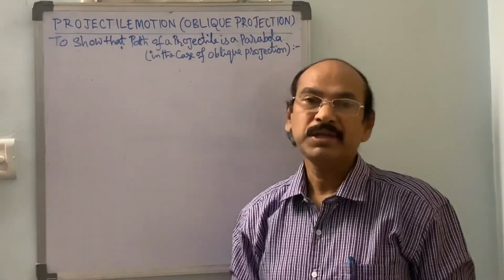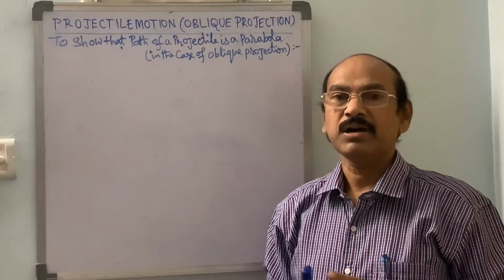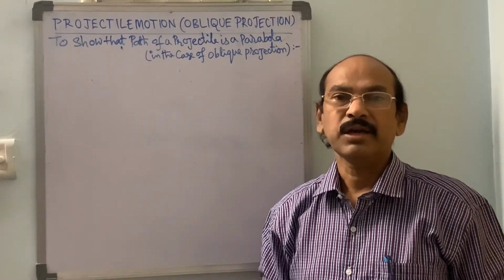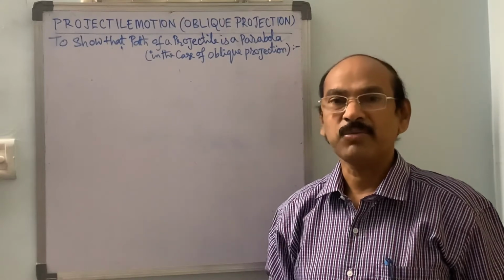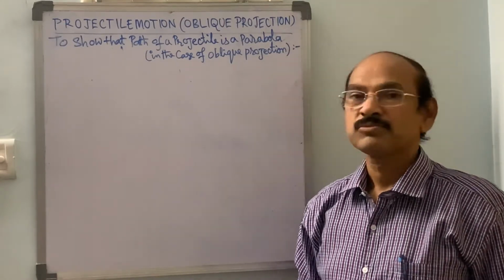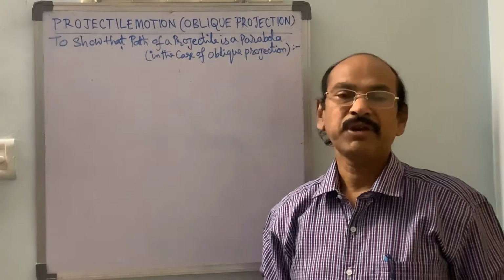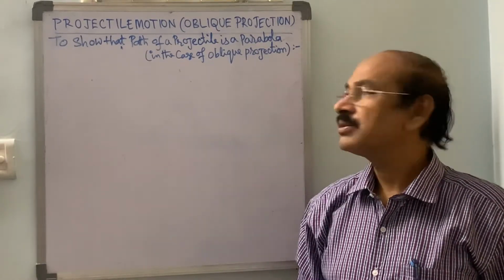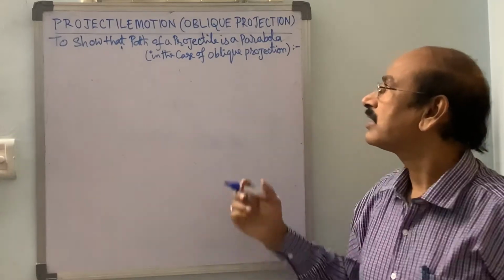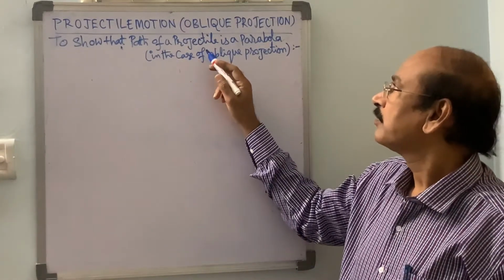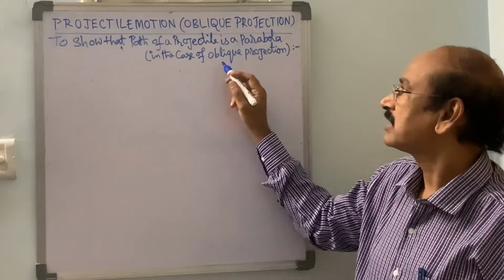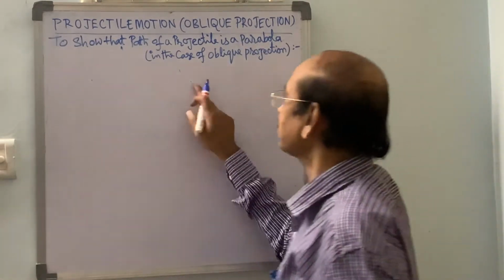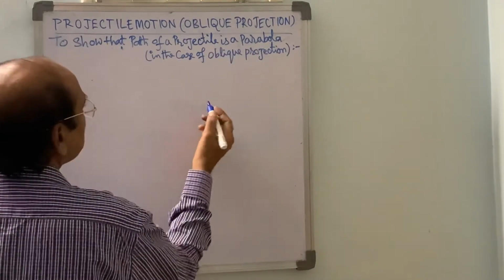When the body is projected obliquely with an angle theta to the horizontal, then it also moves in a parabolic path, whose equation is given by y equal to ax minus bx square. Now we show that the path of the projectile which is projected in the oblique direction is y equal to ax minus bx square.